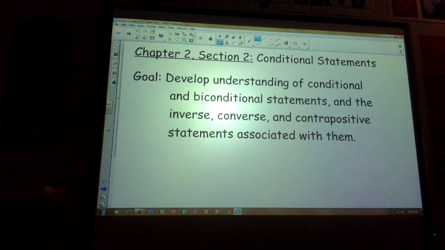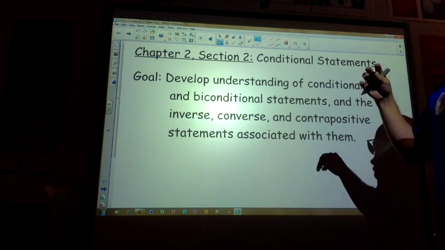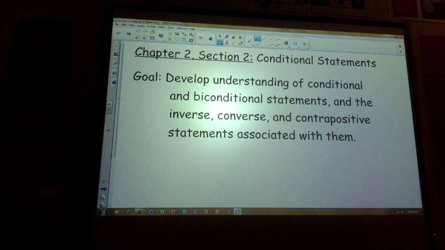All right. So, Chapter 2, Section 2, Conditional Statements. Develop an understanding of conditional and biconditional statements and the inverse, the converse, and the contrapositive statements associated with them. Guys and girls, this is how computer programming's basic fundamentals, once you got past the binary code, started to work. And this is how it continues to work, this type of thinking, using if and then. This is a huge portion of mathematics that is really just having something called truth tables. And we don't always have a statement that we use. Sometimes we'll just use the letter P and the letter Q.